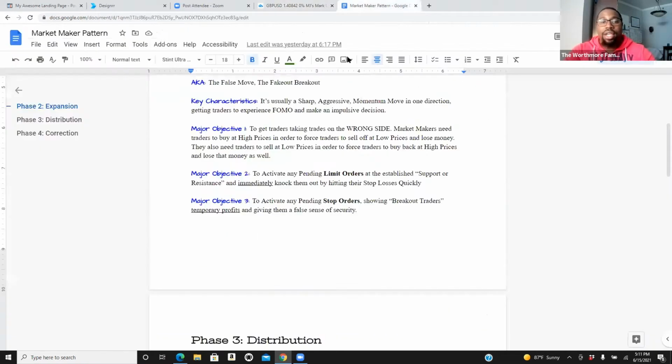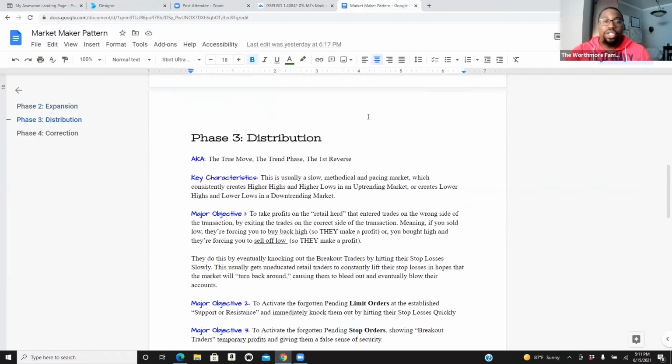And what ends up happening is phase 3 comes into the picture. Phase 3 is called distribution. This is the profit taking phase, right? This is where the market makers do the reverse of what they had you doing. Hence it's called the first reverse, the true move. This is your trend phase, right?